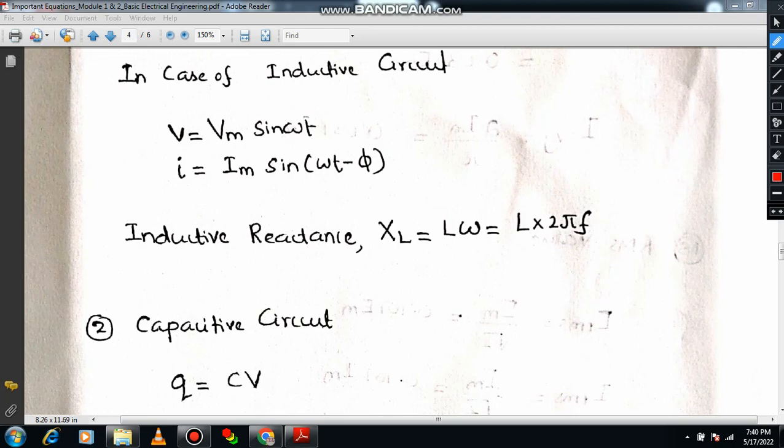Also, in a particular AC circuit, an inductor offers certain resistance that is known as inductive reactance. You can calculate inductive reactance using the formula XL equals L omega. Omega can be elaborated as 2 pi f. Therefore, L into 2 pi f equals XL.